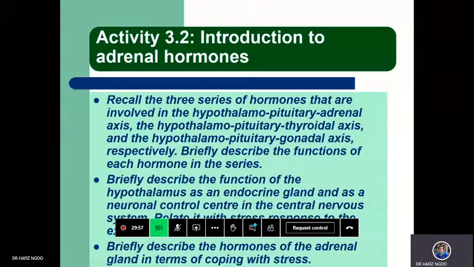Once you activate the hypothalamus, depending on which neuron or nuclei is being activated, it is basically going to affect the hypothalamus to release neurohormone.